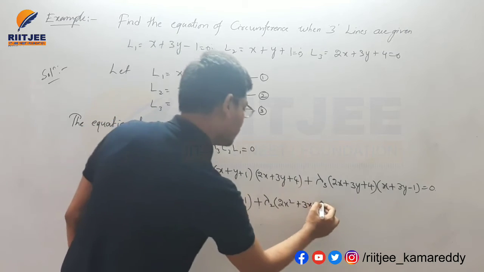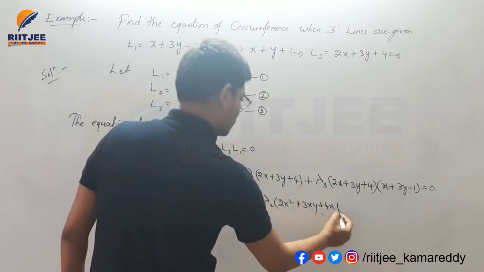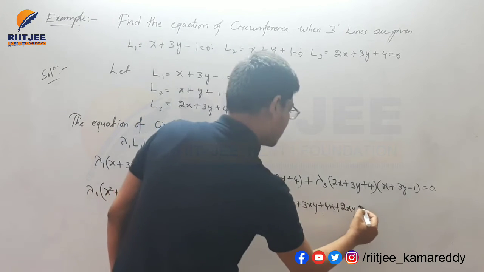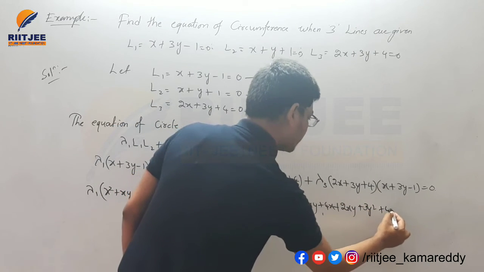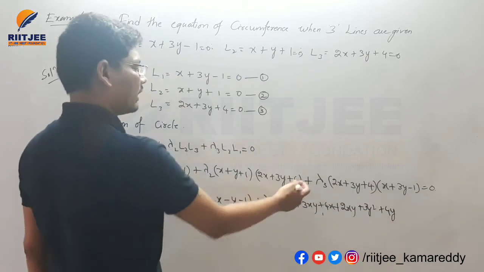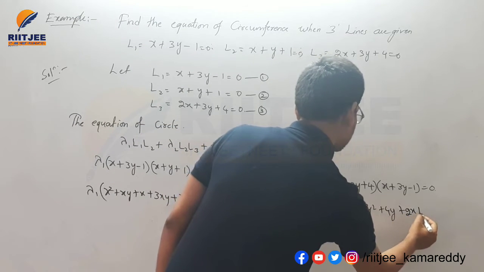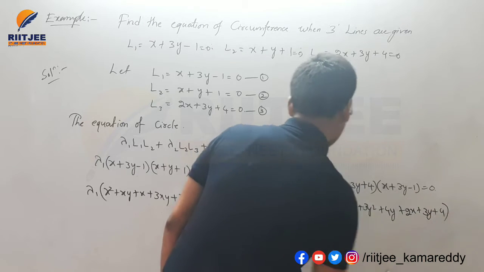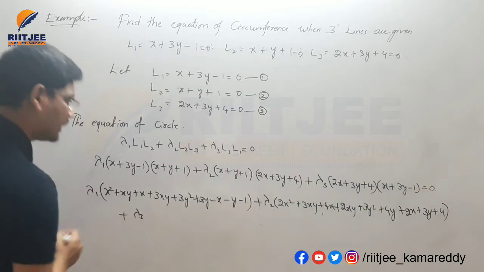Next, x into 4 is 4x. Next, y into this one gives 2xy. Next, y into 3y plus 3y square plus y into 4 plus 4y, and the final 1 into this term will become as it is. Next, 2x plus 3y plus 4 bracket close here, and lambda 3 value here.